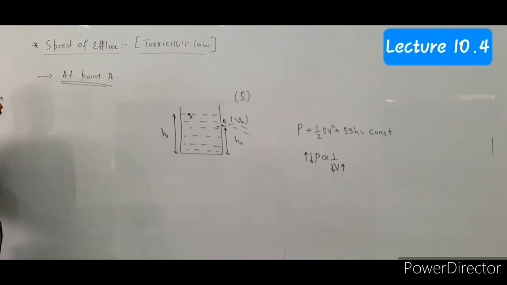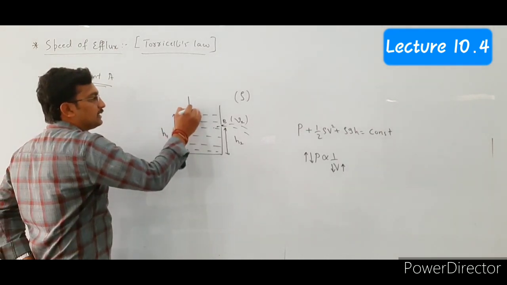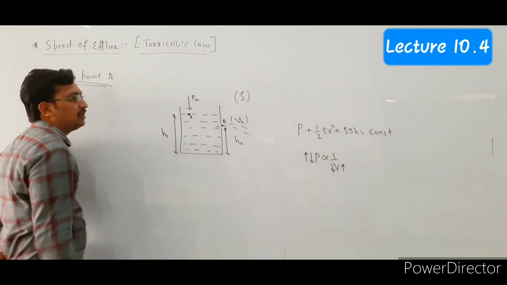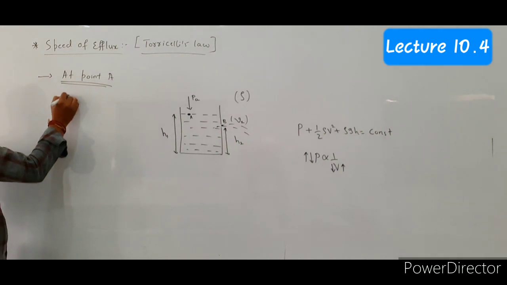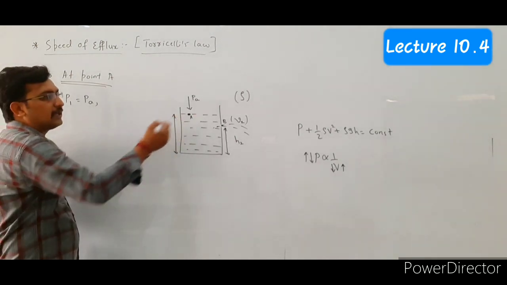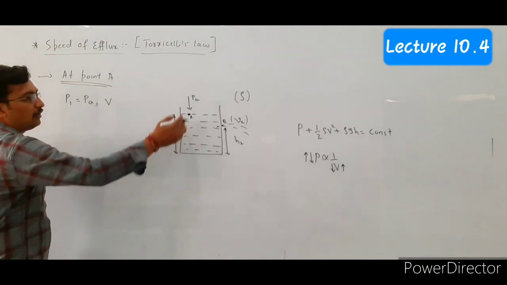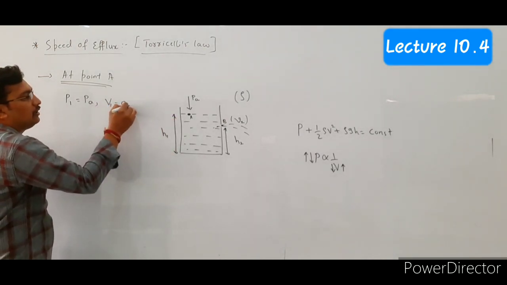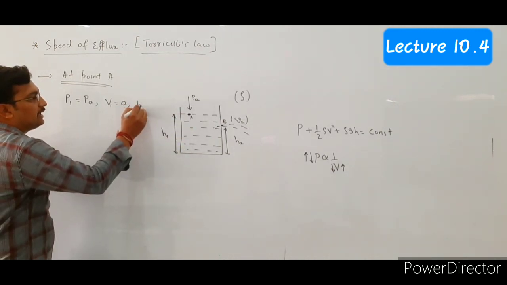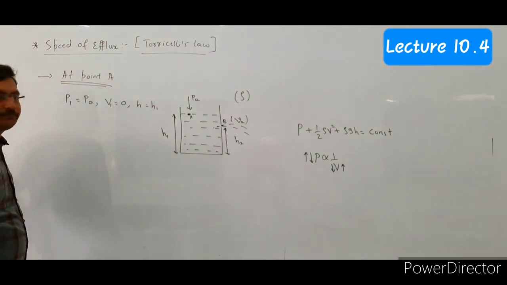First we find the pressure exerted at point A. The atmosphere exerts some pressure on point A, known as the atmospheric pressure, P suffix A. So P1 is equal to P suffix A. Here this molecule is at rest, which means its velocity V1 is equal to 0. The height of this molecule from the bottom surface of the tank is h1, so consider h is equal to h1.